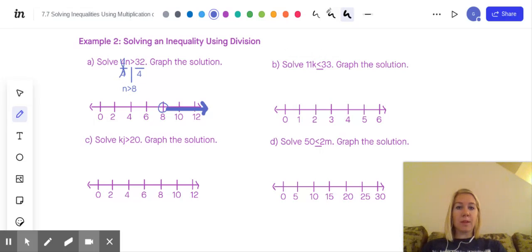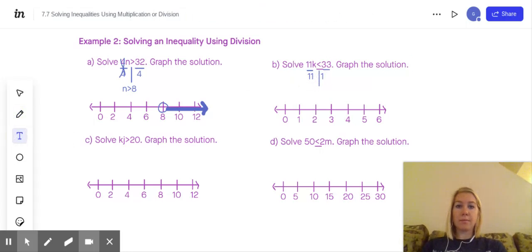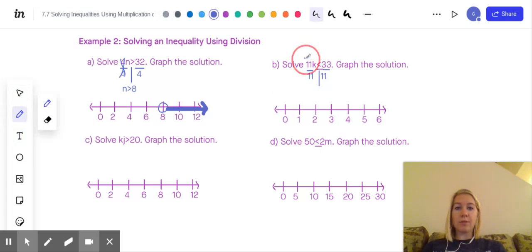It says solve 11k is less than or equal to 33 and graph the solution. The middle of my inequality is the less than or equal to symbol. 11 and k are being multiplied. So let's do the inverse of that, which is division. And we are going to divide both sides by 11. I know 11 divided by 11 is 1, so we can just go ahead and get rid of those 11s. They cancel each other out, equals 1. And then we're just left with k.